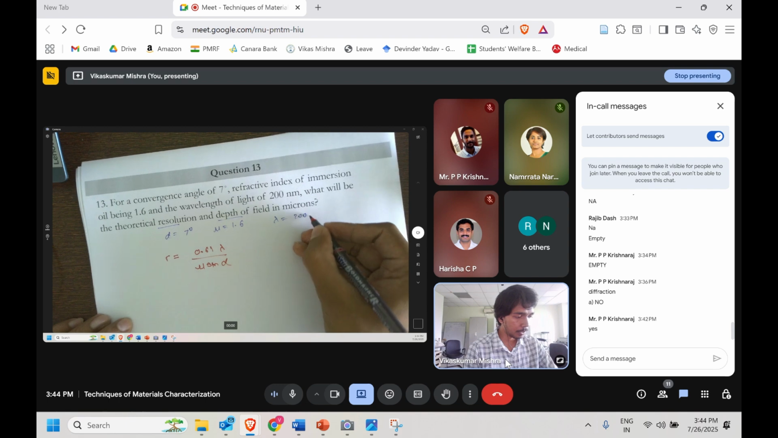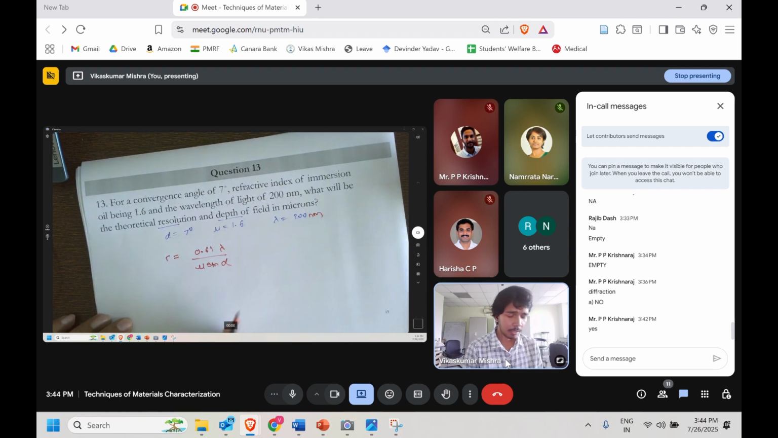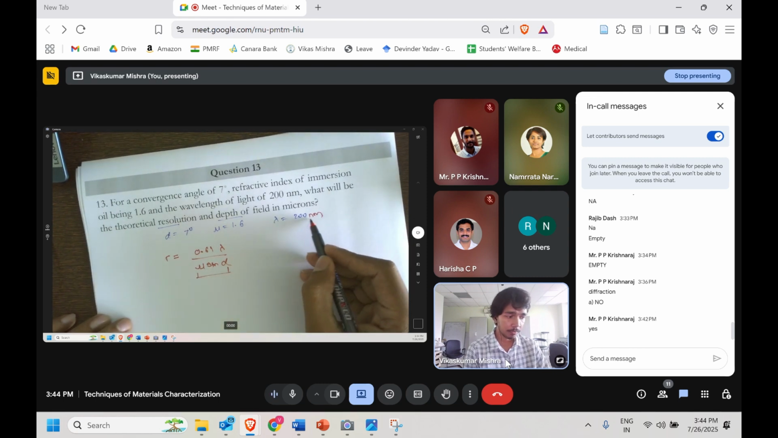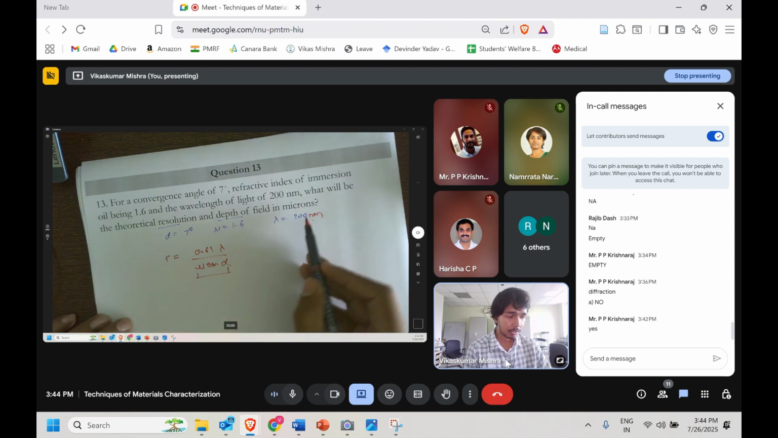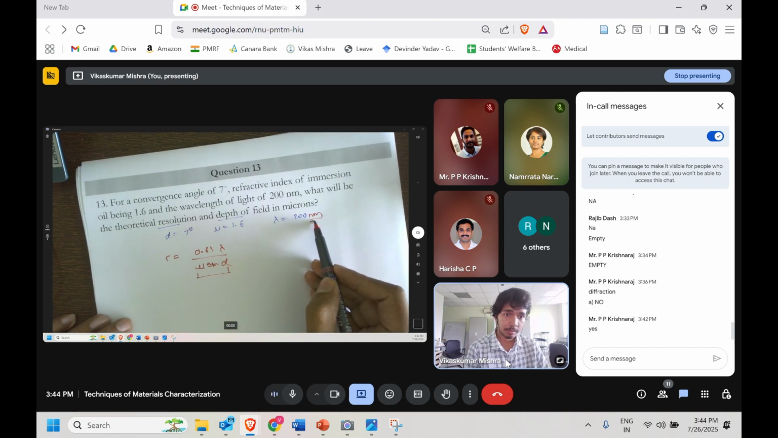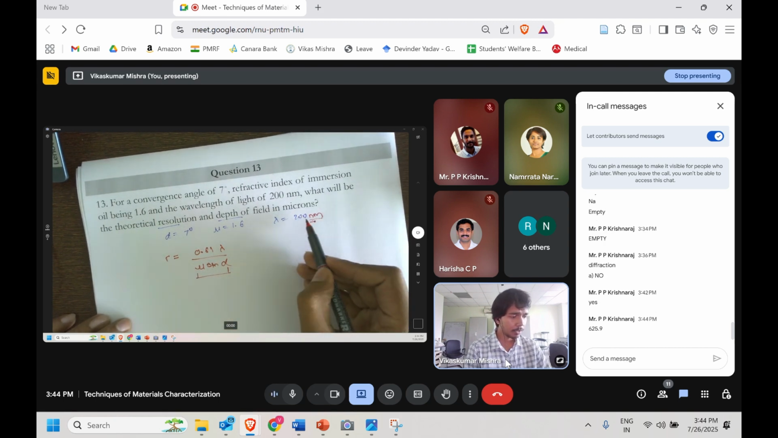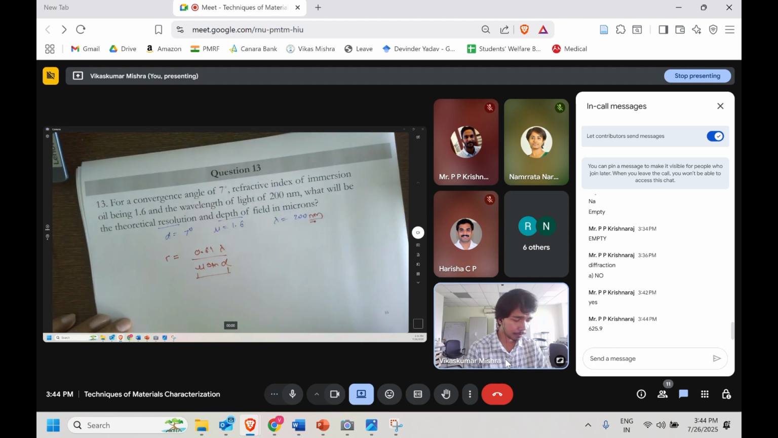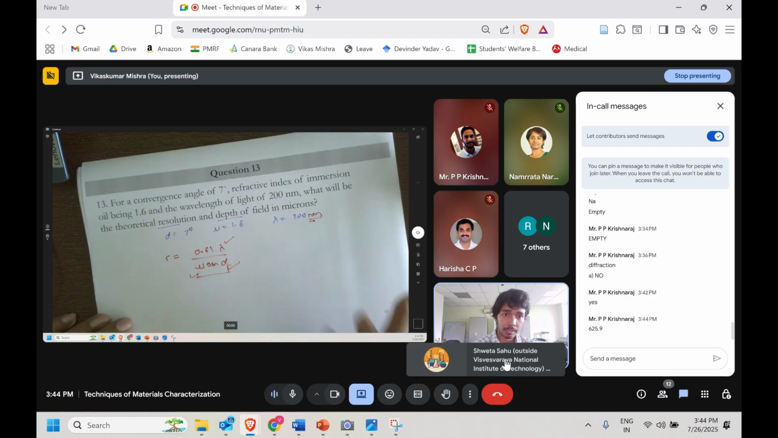Lambda is given to us in nanometer. We know that the numerical aperture doesn't have any unit. It's unitless. Lambda has the unit of length. So the unit of the resolution will be length itself. We just have to convert this to micron. That's all. Lambda we know, alpha we know, mu we know. We can easily find out the resolution.